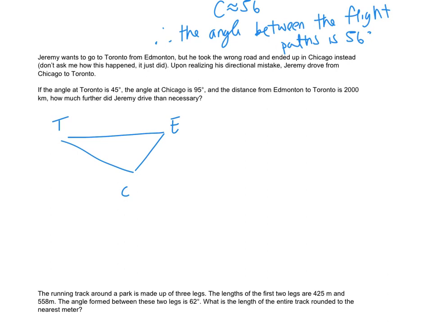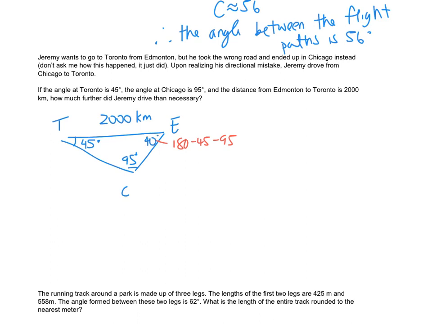So we weren't given any dimensions, but at least we have our triangle and we can start filling in any information that they give us. If the angle at Toronto is 45 degrees, the angle at Chicago is 95 degrees, and the distance from Edmonton to Toronto is 2,000 kilometers. How much further did Jeremy drive than necessary? So first of all, I see that I'm given 2 angles, so I'm just automatically going to solve for that third one by doing 180 subtract 45 subtract 95, and we get 40 degrees.